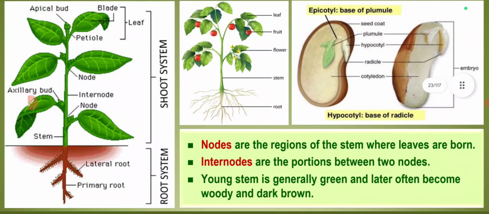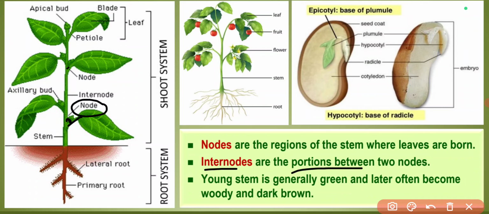Nodes are the regions of the stem where leaves are borne. As you can see, what are nodes? Nodes are labeled here, and where the leaves are borne, this portion is called a node. Clear? And internodes are the portions between two nodes. Young stem is generally green and later often becomes woody and dark brown.